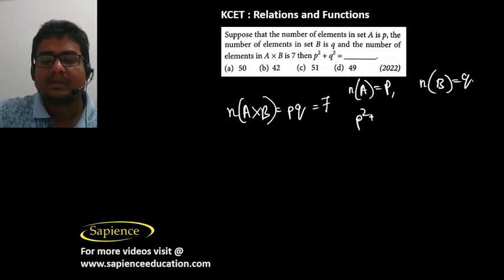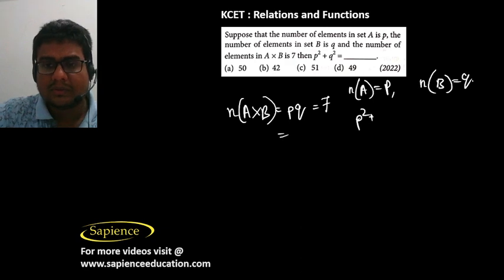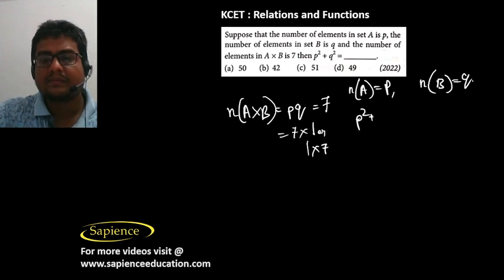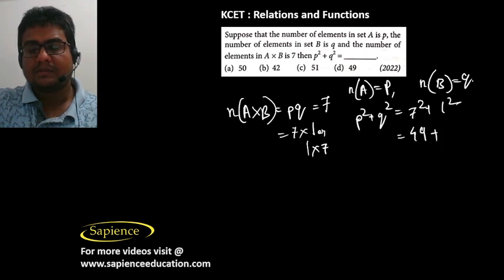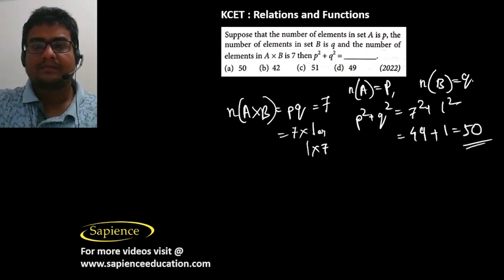So it means that P and Q should be whole numbers only. Therefore it should be of the form either 7 into 1 or 1 into 7. Means that P square plus Q square will be equal to 7 square plus 1 square, which is equal to 49 plus 1, which is equal to 50. So P square plus Q square is 50. So option A is the correct answer.